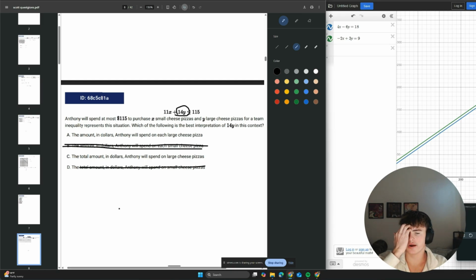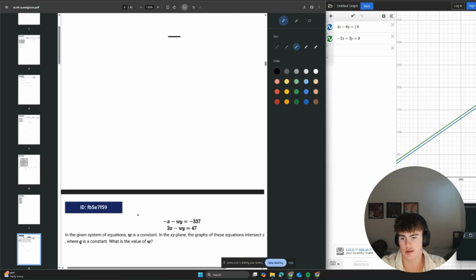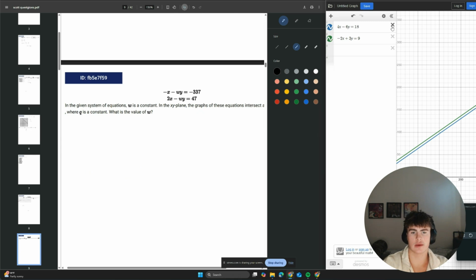Now 14y, y is the amount of large pizzas, and then $14 is each pizza. 14y together is going to be the total because you're doing pizzas times the price of each pizza. So this would be the total, 14y. If you just asked for y, it would be the pizzas, and 14 would be the price of each of them. So 14y is the total. It's going to be C.